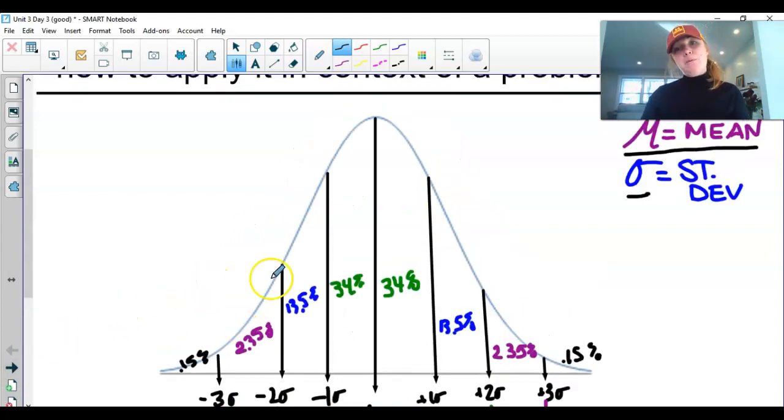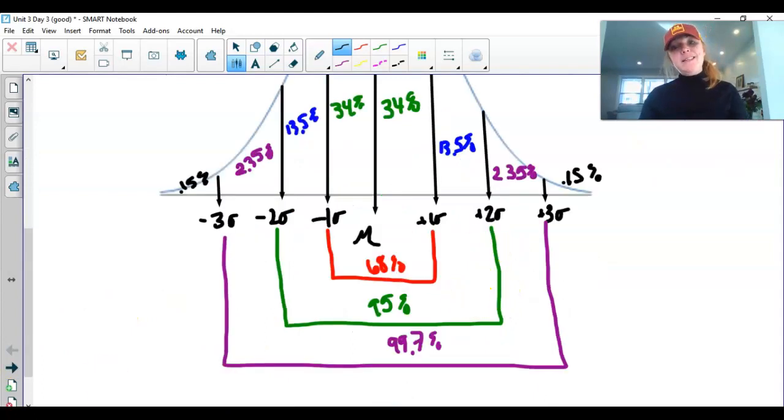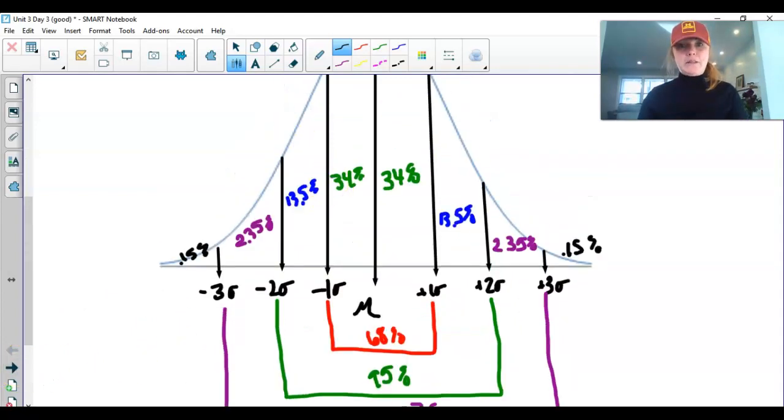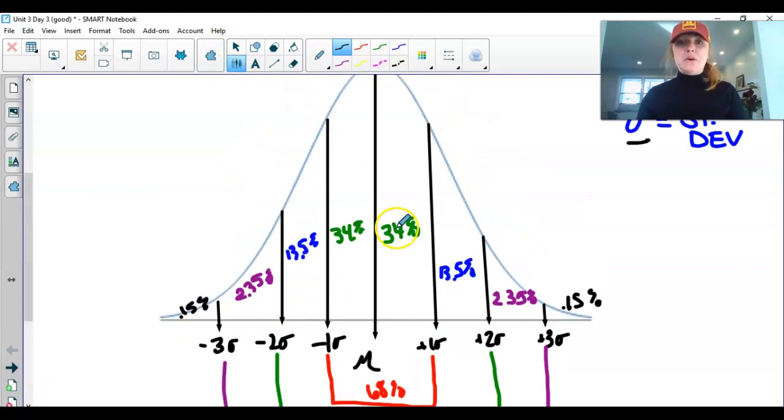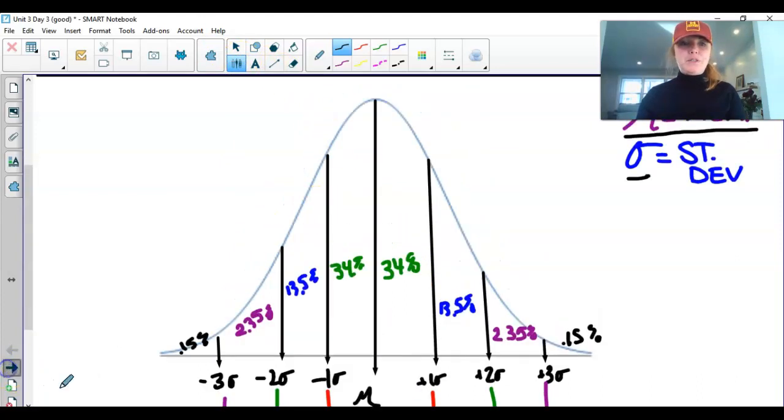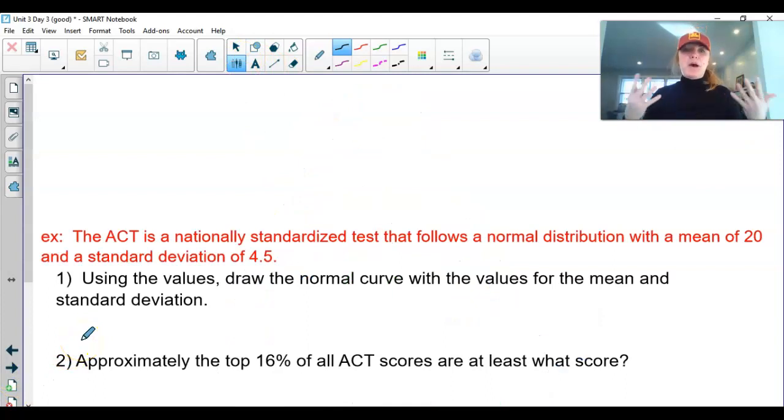All right, so let's take what we've drawn here and apply it to context. I'm going to redraw it actually. So I have an example here. The ACT is a nationally standardized test that follows a normal distribution with a mean of 20 and a standard deviation of 4.5. I will have the blank notes printed out for you so you can follow along, or you can pause it and write that down if you'd like.